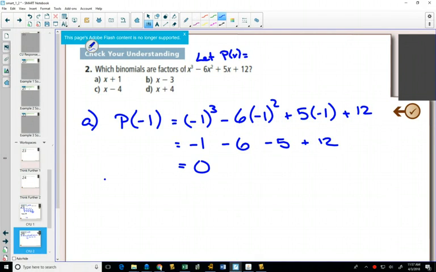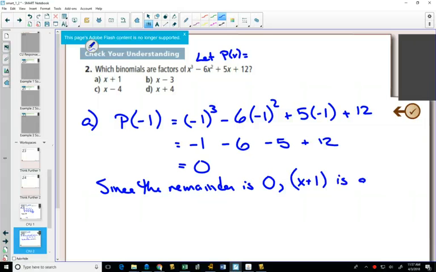So since the remainder is 0, that makes x plus 1 a factor. So that used the remainder theorem and the factor theorem. Basically, they're the same thing, but the fact that the remainder is 0 tells us that this works out perfectly to be a factor. Now, in part B, just change colors.